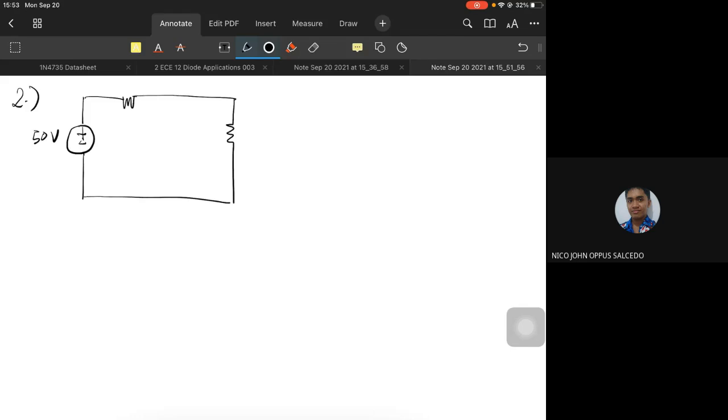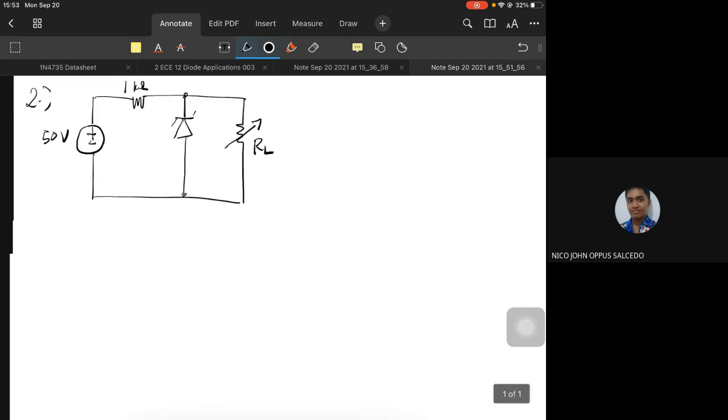$50, 1 kilo ohms, and the load is variable. So that's the symbol for a variable resistor, a resistor with a diagonal arrow. And we connect it in parallel with a Zener diode.